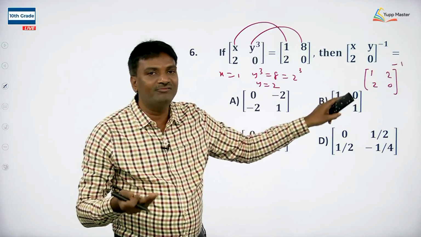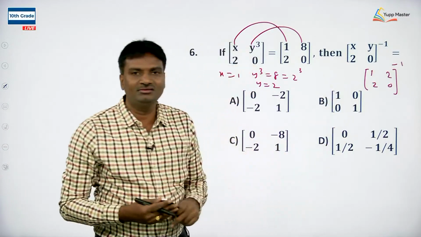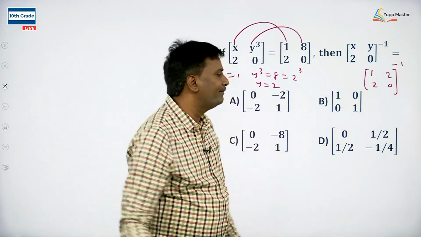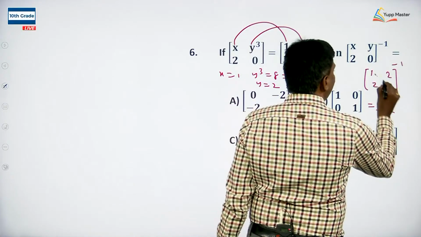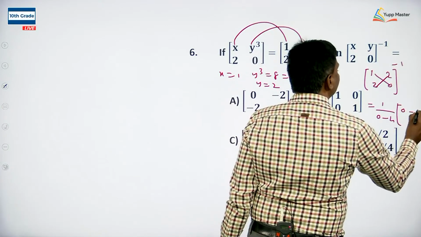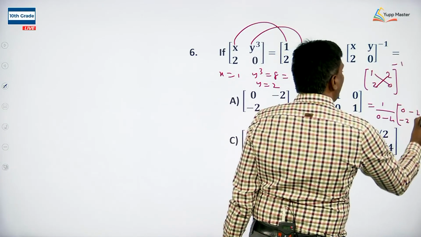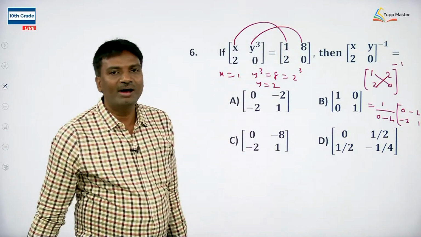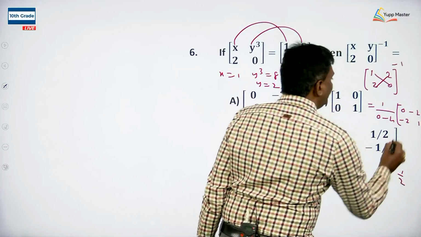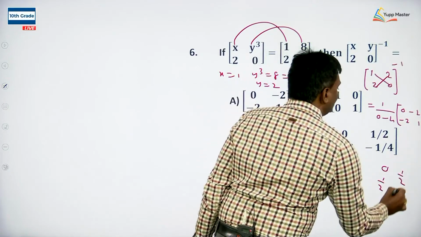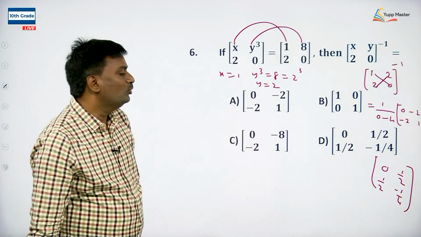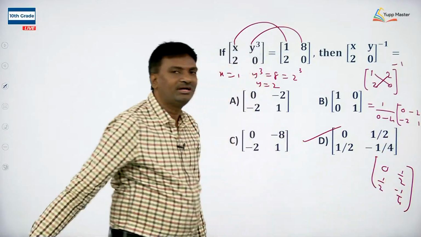Now we have to find the inverse of this matrix. Clearly this is a 2 cross 2 matrix. Again using the formula 1 by AD minus BC, D, minus B, minus C, A. 1 by AD, 1 into 0, 0, minus 2 into 2, 4. D means 0, minus B is minus 2, minus C is minus 2 and A is 1. So 0 minus 4 is minus 4, 0 by minus 4 is 0, minus 2 by minus 4 is 1 by 2, minus 2 by minus 4 is 1 by 2, minus 1 by 4. So 0, 1 by 2, 1 by 2, minus 1 by 4. By observing the options, option D is the required option.